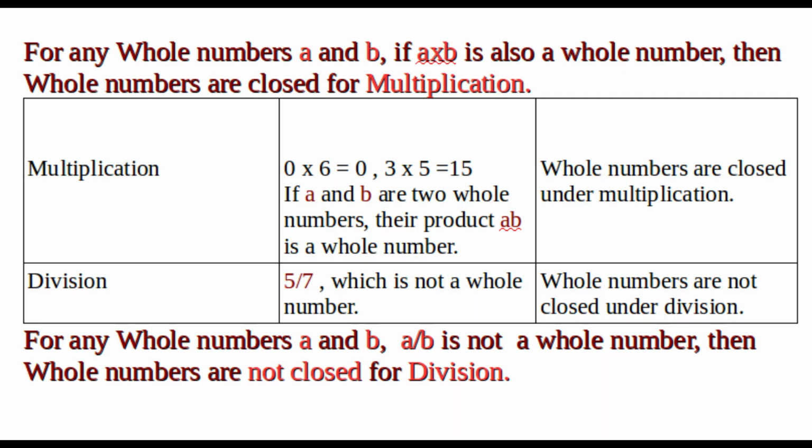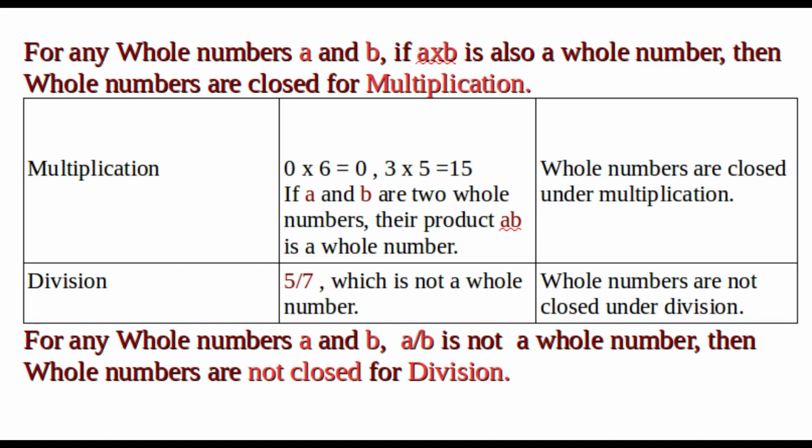Next one, multiplication and division. For any whole numbers a and b, if a times b is also a whole number, then whole numbers are closed for multiplication. Closed for multiplication means the product of two whole numbers is also a whole number. Okay, we can check.